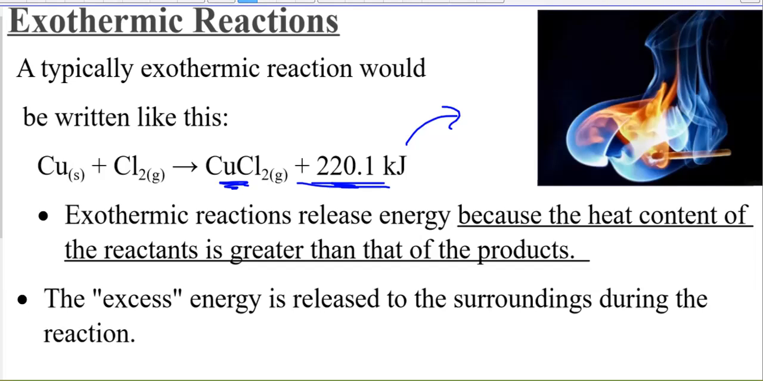Now, it doesn't necessarily mean it's on fire. I guess this is a misleading picture here. It doesn't mean it's actually on fire. It just could mean the outside environment got warmer. And again, you're going to see this coming up right away.